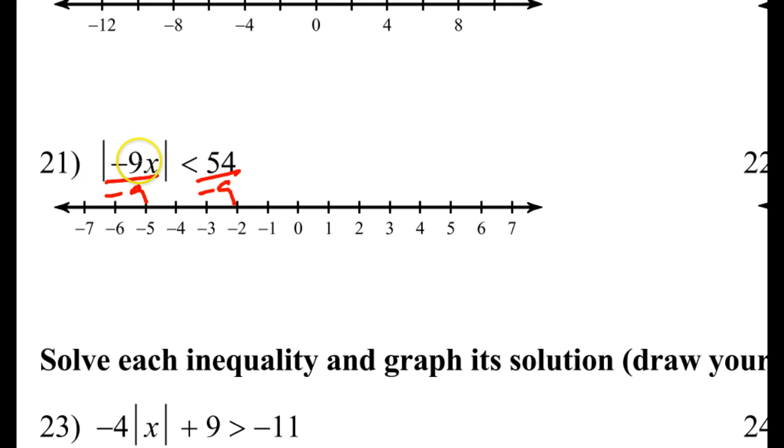If you ever divide with an absolute value, you are breaking the laws of mathematics. It does not work. You cannot do that. Once you have an absolute value, you must break it up into your two parts. Negative 9x less than 54, negative 9x greater than negative 54. You have to break it up before you start dividing. That's if there's nothing on the outside of the absolute value.